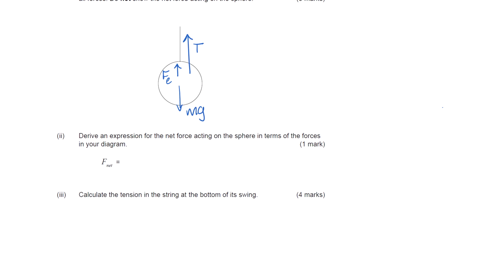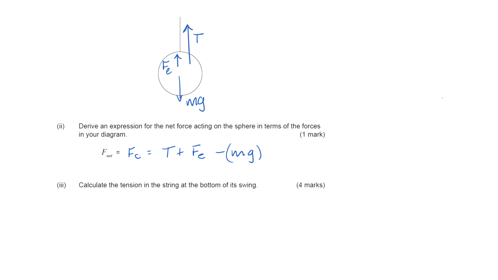Okay, so derive an expression for the net force acting on the sphere in terms of the forces that we have there. So the net force, which is our centripetal force, is going to be equal to the tension plus the electric force, take away the weight force. Okay, so I've already taken account of all of my directions here with the pluses and the minuses. So when I pop in the value for g, it's going to be positive 9.8, because I've taken account of its direction, the fact that it's downwards.